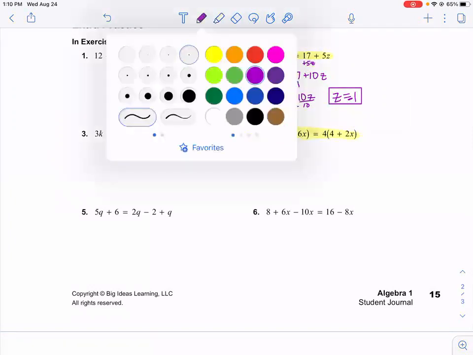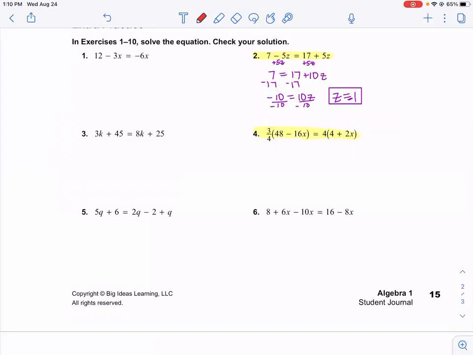I just made it smaller. No big deal. Okay, so we're going to take this 3/4 and we are going to distribute it into our parentheses. Now, you probably don't like multiplying by 3/4, especially when our numbers are big. But remember, 3/4 times 48 means we're multiplying by 3 and dividing by 4. So let's do this. If you don't have a calculator, we can still do this in our head. We can take 48 divided by 4, which is 12, and multiply by 3 to get 36. Minus 3/4 times 16x.